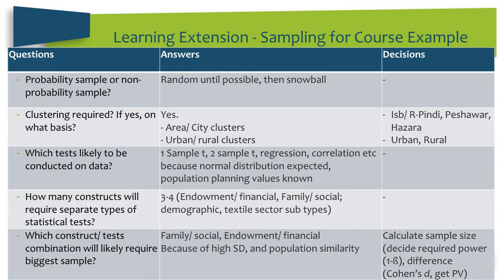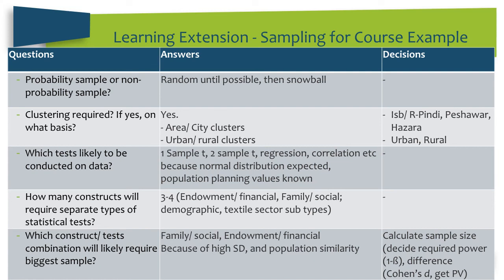Now, there are a few questions that you'll have to ask yourself and answer them. The first question is, will you be doing probability sampling or non-probability sampling? My answer is I'll be doing random or probability sampling until it is possible, and then I'll move on to snowballing. The second question, will I require clustering? If yes, on what basis? My answer is yes, I will require clustering. The first cluster will be on area or city basis. There will be three of them. One will be Islamabad, Rawalpindi, the second would be Peshawar, the third would be Hazara.